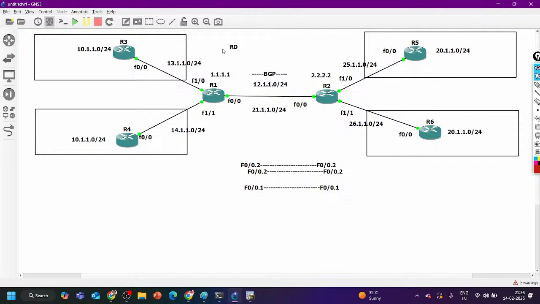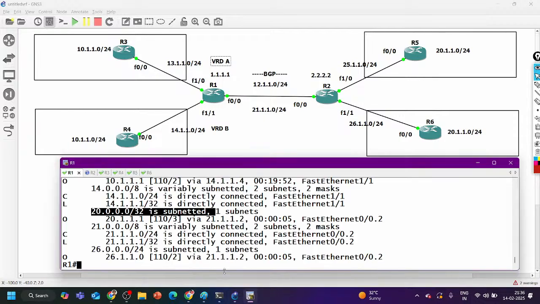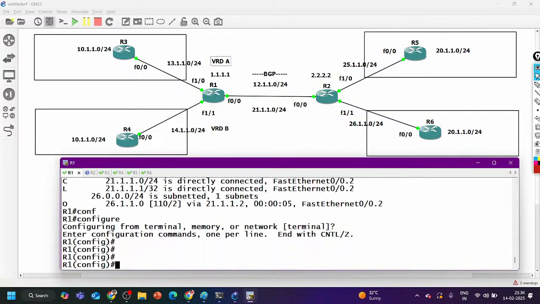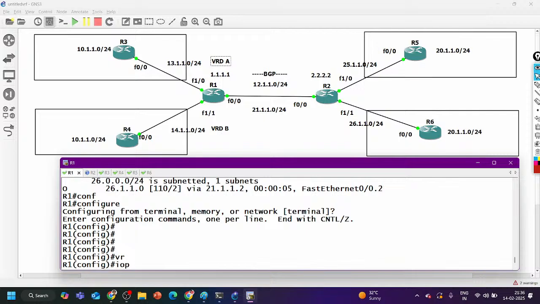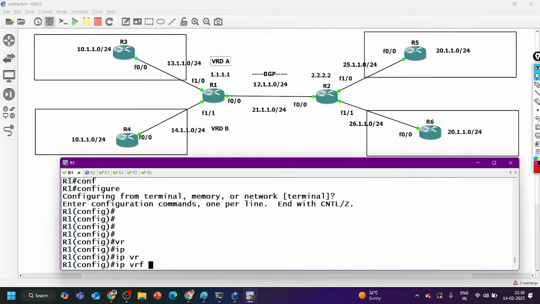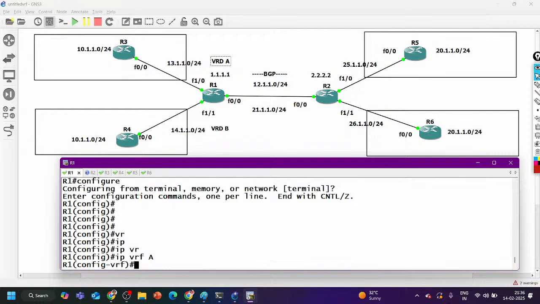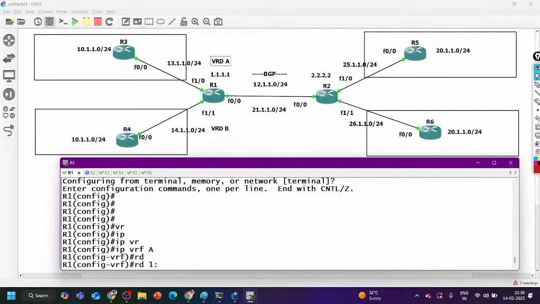Simply what I will do on router number 1, just give me 10 minutes, I am explaining this point. After that, in the next class, we'll see the implementation. What I will do, guys, here I have already VRF A and VRF B. Now I am going to run one more extra command for VRF A, like this command: ip vrf VRF A, and here I am saying RD value 1:1, for example.